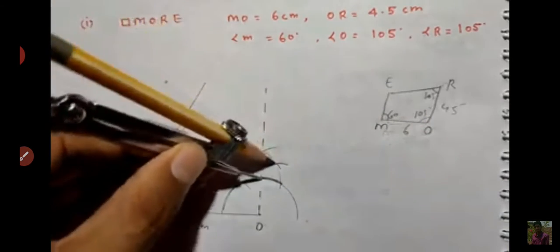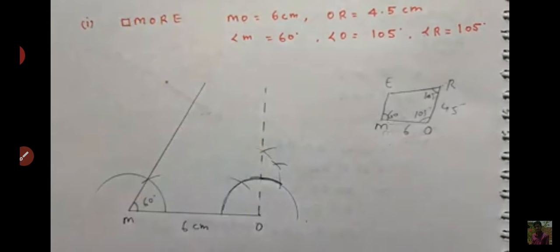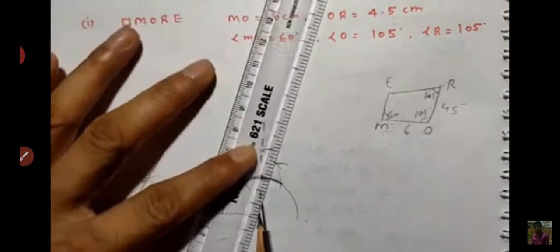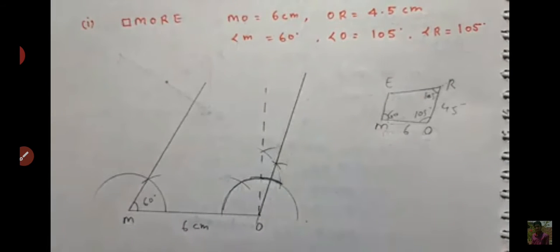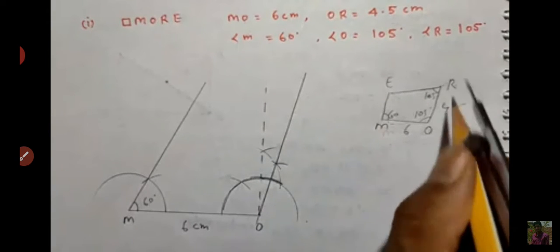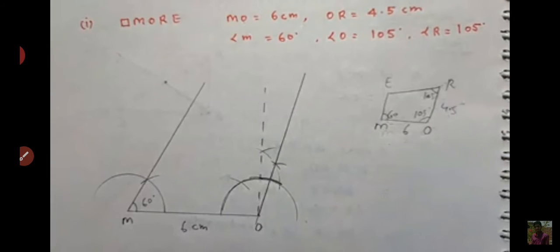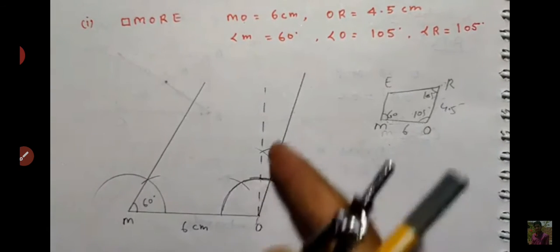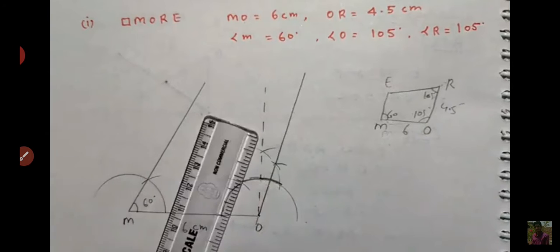This is your point. This is your 105 degree. Now draw a solid line, because you have to find 105 degree. It's your 105 degree. Now it's given OR is 4.5 centimeter. So first, take 4.5 centimeter distance in the compass.